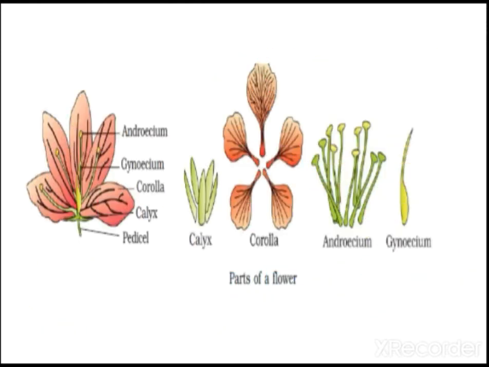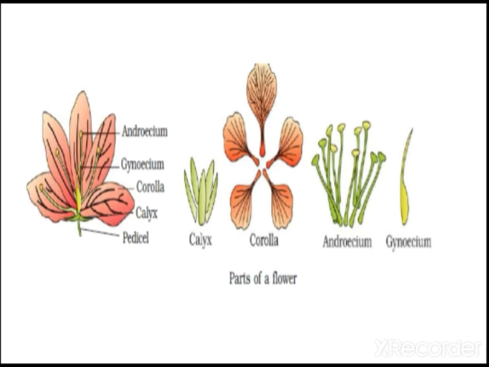You know the various parts of the flower, you studied them in lower classes itself. Androecium is the male portion. Gynoecium is the female portion. Corolla is the colorful structure. Calyx, and the pedicel, by means of which the flower is attached to the stem portion. This is calyx, corolla, androecium, gynoecium.